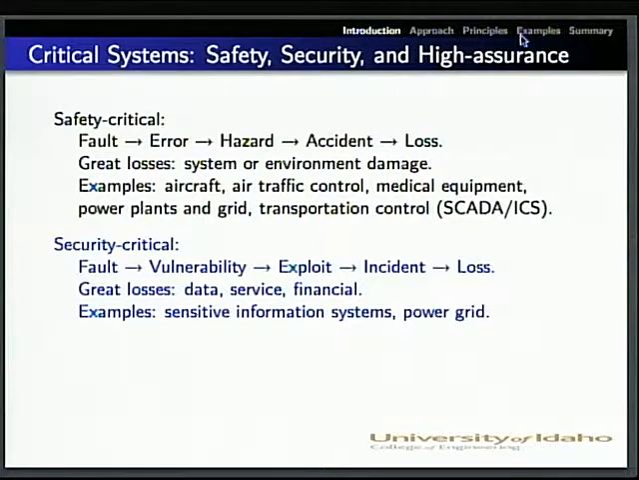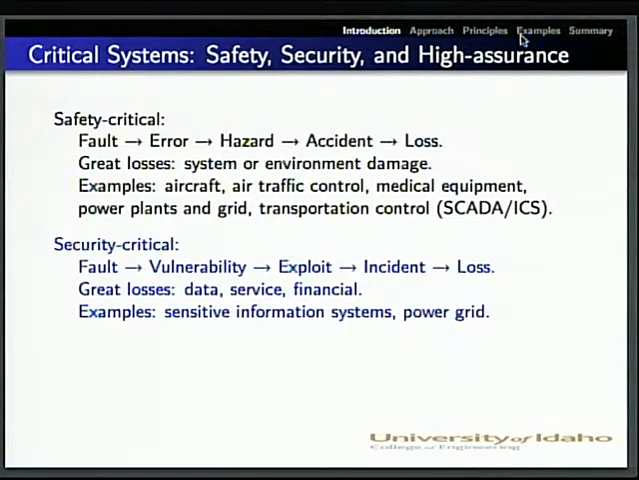With respect to security critical, you see that there are many similarities, except the language that we use in academia and industry is a little different. Also, you could have great losses, but this time the losses will be either to data or privacy, or there could be loss of service, and associated with those, there could be a great financial loss as well.